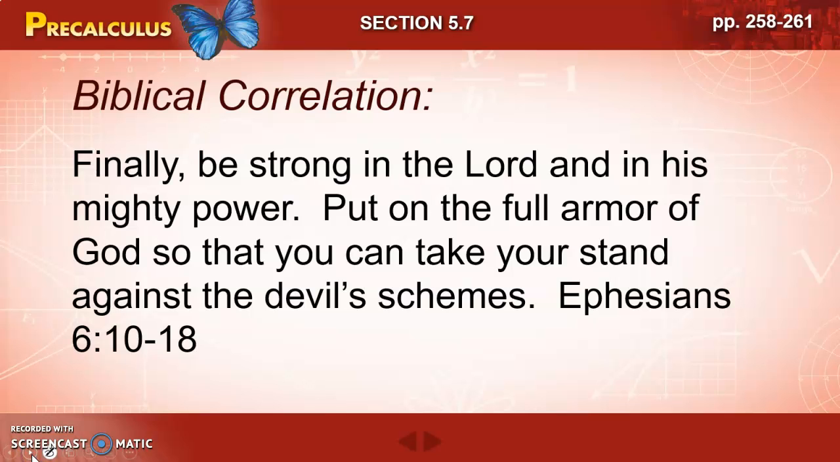Our verse for this unit is Ephesians 6:10 through 18, and this is just a quick synopsis of that. But finally, be strong in the Lord and in his mighty power. Put on the full armor of God so that you can take your stand against the devil's schemes. And we're reminded that we have all of these little pieces and parts that God gives us to help us solve or tackle bigger problems.